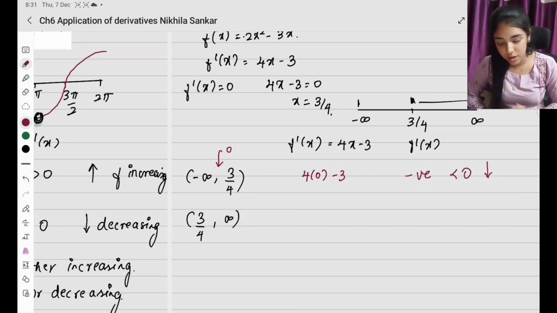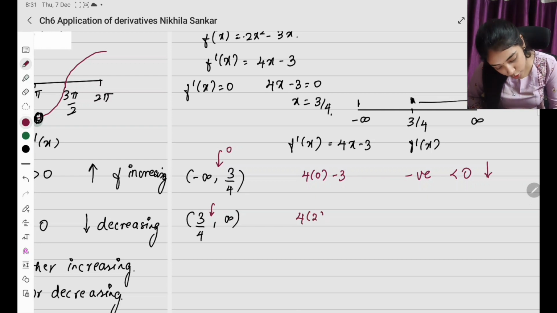Now 3 by 4 to infinity. So I can put some value 2. Correct? So I have 4 times 2 minus 3. So this is going to be a positive value.